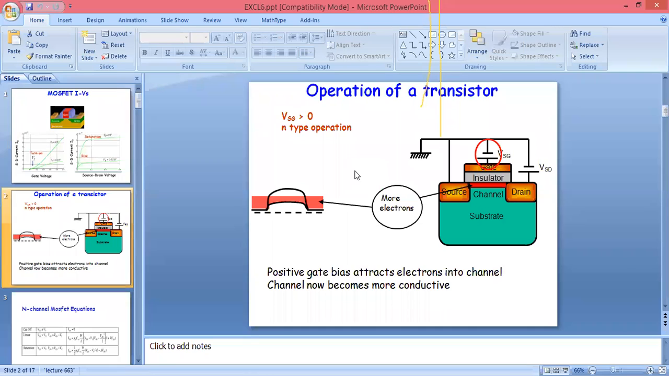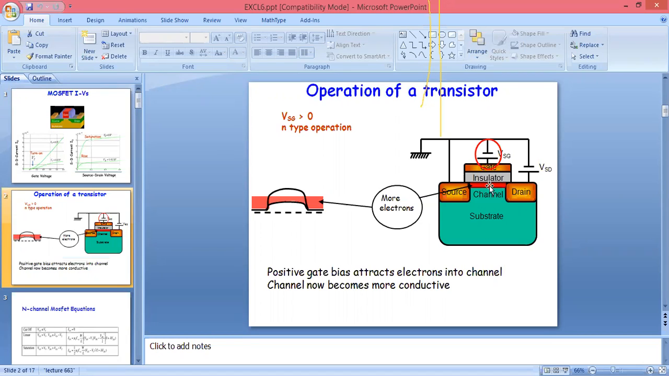At that time what will happen? Here the channel will get induced, and as the channel gets induced, there is a decrease in the height of the channel. Therefore there is a decrease in the resistance of the channel, and an increase in the depletion region, due to which we will get an increase in output current.